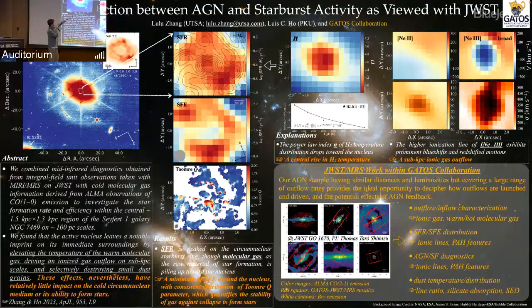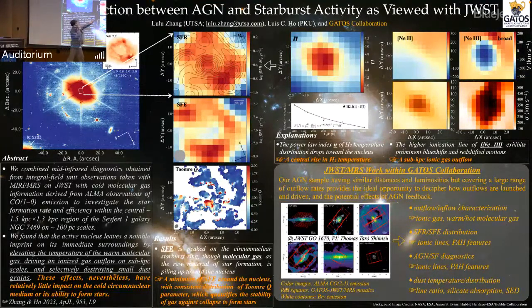We find that, as shown in the middle, the star formation rate distribution of this target is very prominent on the circumnuclear ring-like structure, while the cold gas is piling up toward the nucleus. And correspondingly, we find that there is a minimum of the star formation efficiency at the nucleus, and we find a consistent distribution of the Toomre Q parameter.